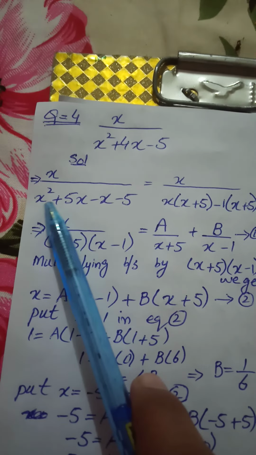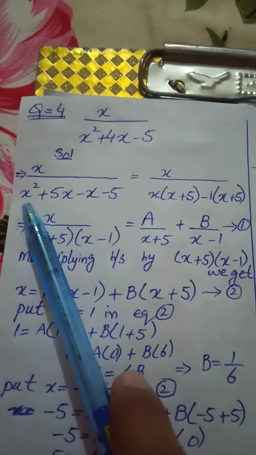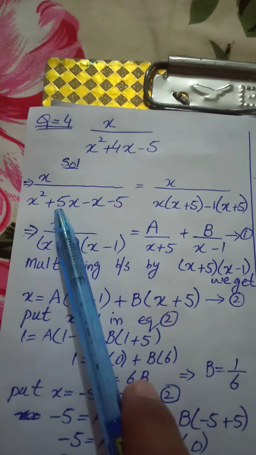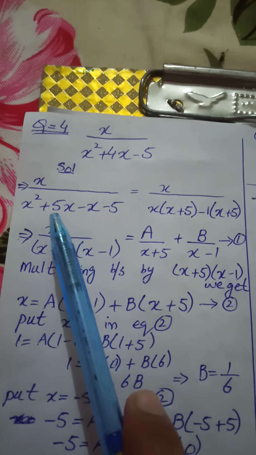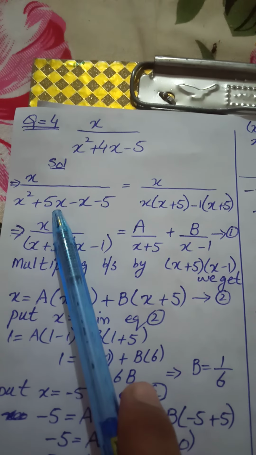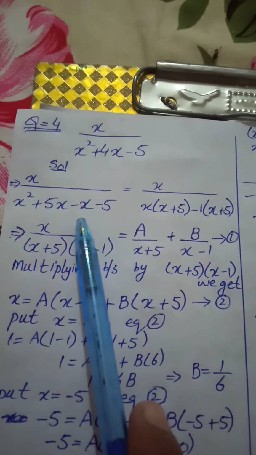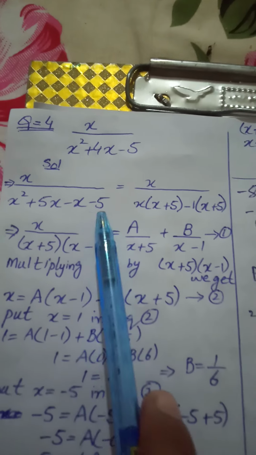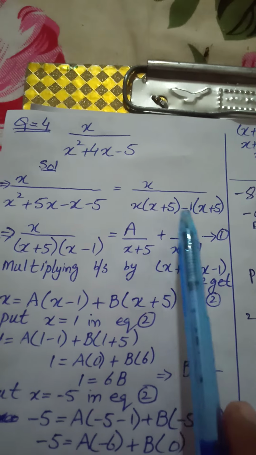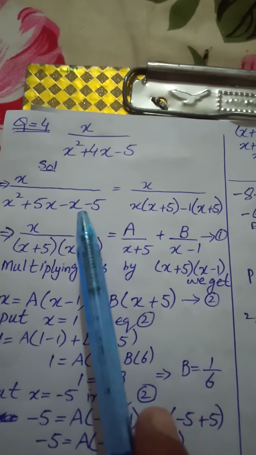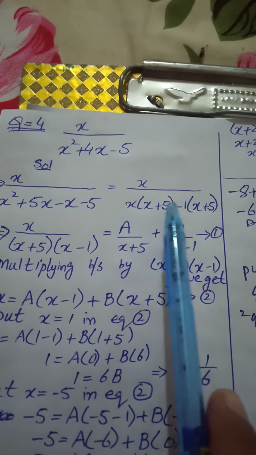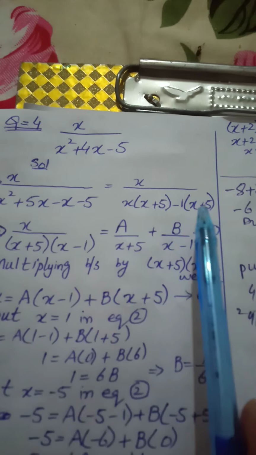We can take x common from this portion. This is x square plus 5x. When we take x common from this, it gives us x, and from the other, it gives us 5. Similarly, this is minus x and minus 5. Here we can take minus 1 common, the multiplicative identity, so it gives us x plus 5. So we can write over there.